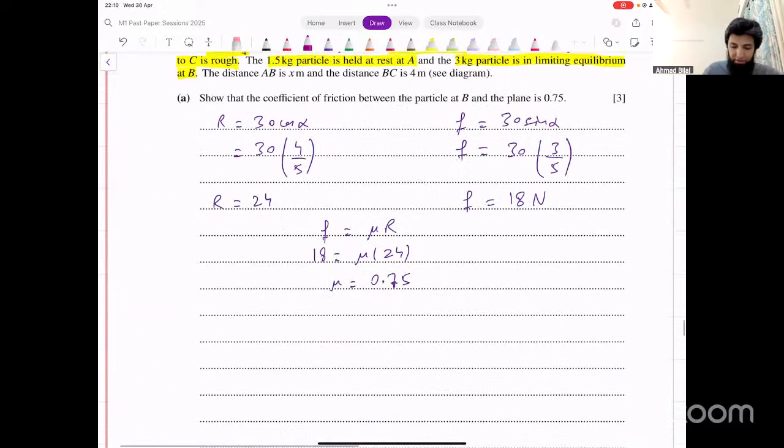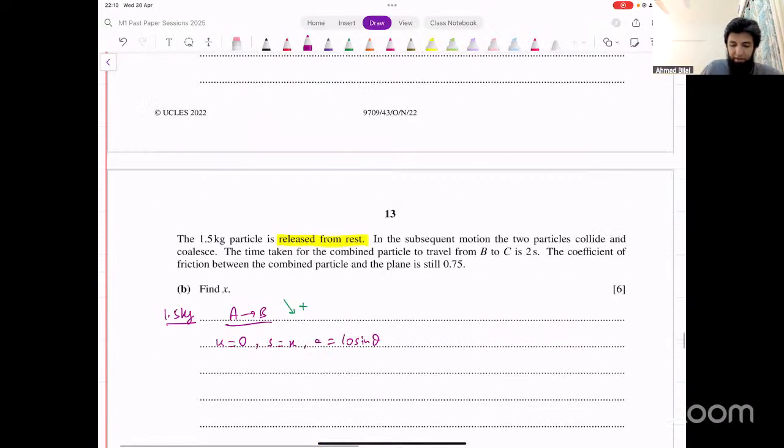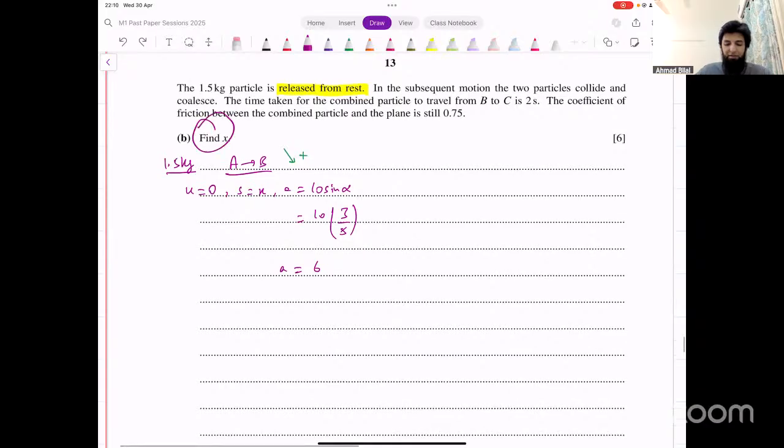In this case, the angle is alpha, and sine alpha is 3/5. 10 into 3/5 gives us 6. That's the value for acceleration. So we know the initial velocity, we know that displacement is x, and we know acceleration is 6. We do not know the final velocity or the time taken. So that's what we know about the A to B part of the journey. We have to find the value for x eventually.